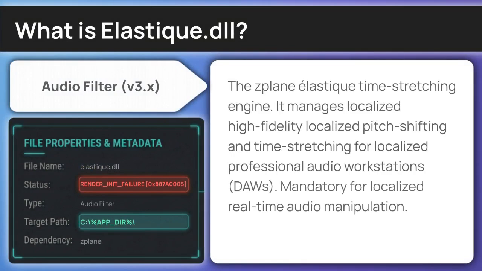This is the Elastique Library, the Zplane Elastique time stretching engine. It manages high-fidelity pitch shifting and time stretching for professional audio workstations, DAWs, mandatory for real-time audio manipulation. Now that we've covered what the file does, let's jump into our first fix.